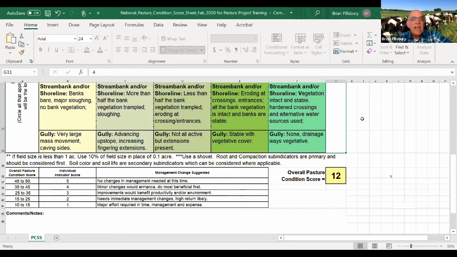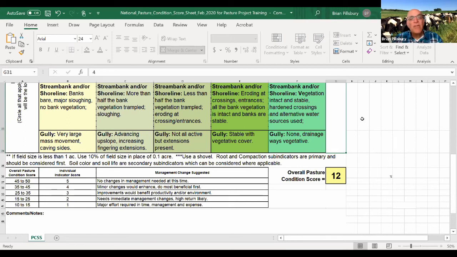I generally see typical scores in the 20s to 30s if there's a pasture that needs a lot of improvement. I don't very often see anything below a 20. And on some of the very well managed pastures, some of the high intensity pastures, we'd like to get up there in the 40s for an overall pasture condition score.